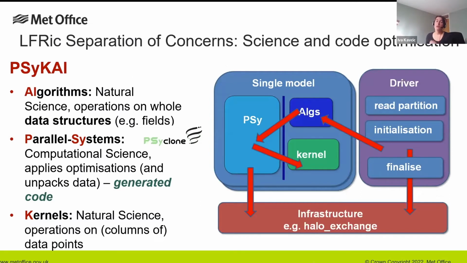So, a brief intro to what PSyclone does in LFRic and how, more specifically. As perhaps I mentioned in the previous presentation, and just to repeat, LFRic works on the so-called separation of concerns between the science and code optimizations. So we have the layered structure of the code, where the algorithm layer holds natural science operations on whole data structures, for instance, what we call fields in LFRic.